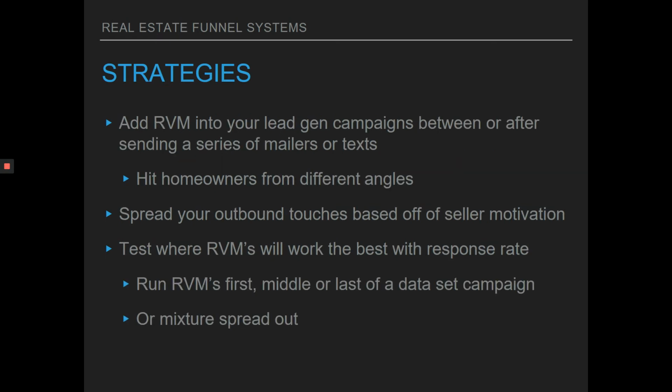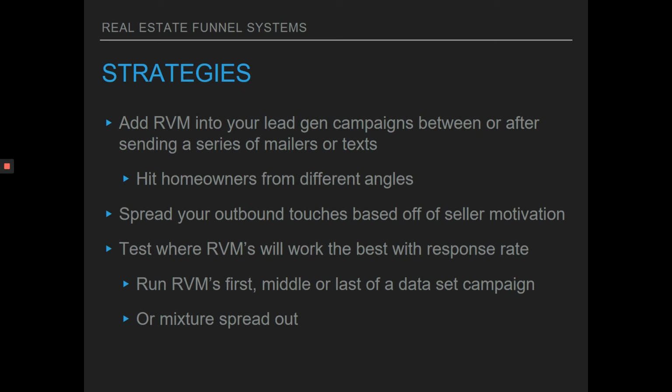Definitely add ringless voicemail into your lead gen campaigns. Play with the flow, like I said, to figure out where it fits in best, whether it's between or after sending a series of mailers or texts. It's a great strategy to hit homeowners from different angles.